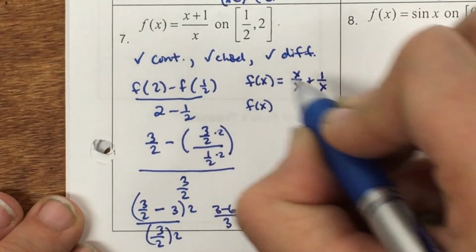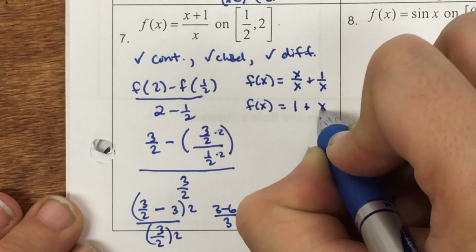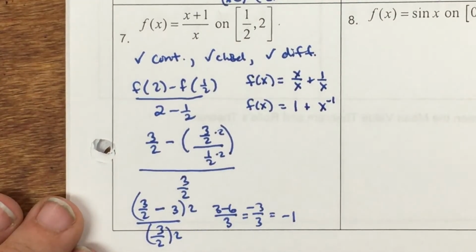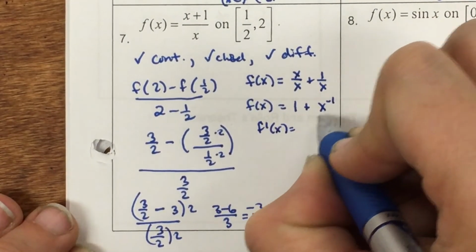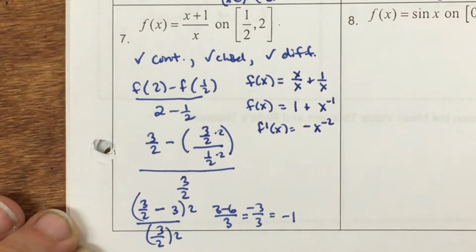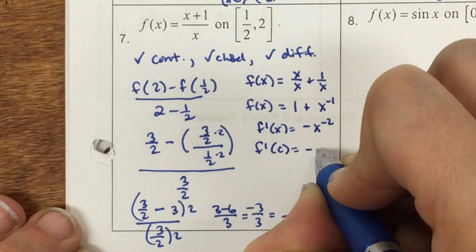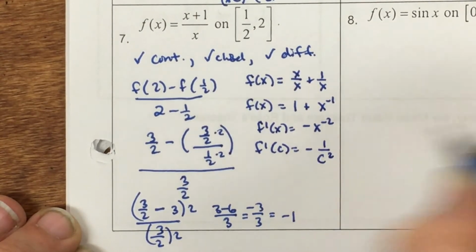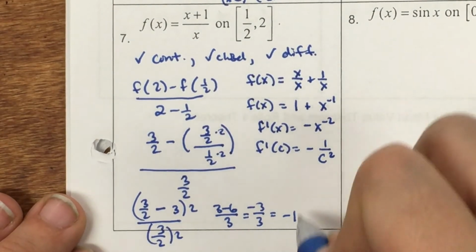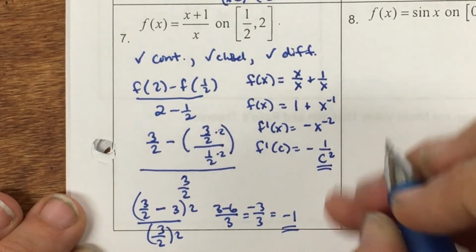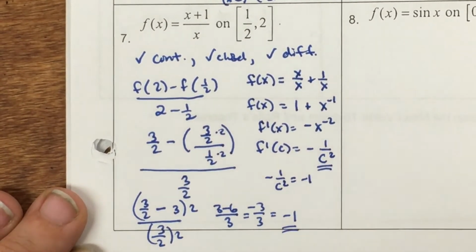Notice I'm not writing prime here. I haven't derived yet. This is just x over x is 1. I'm going to write this as x to the negative 1. Now that's pretty nice to derive. F prime of x equals negative x to the negative 2. Plug in my c. F prime of c equals negative 1 over c squared. So set this equal to this. So we're going to get negative 1 over c squared equals negative 1.